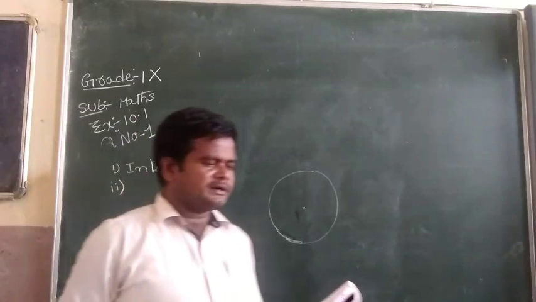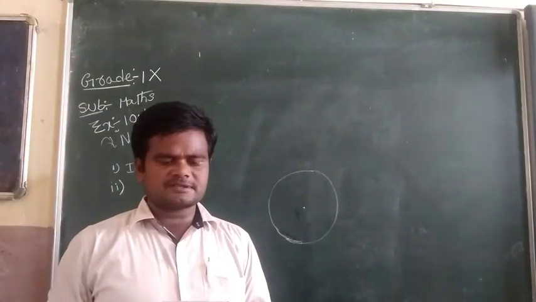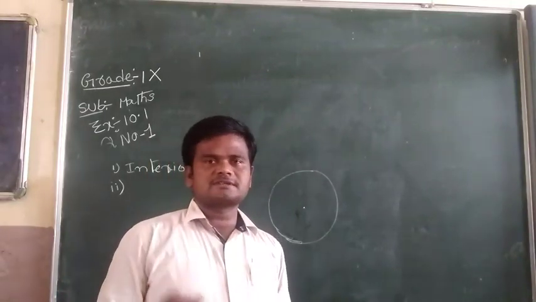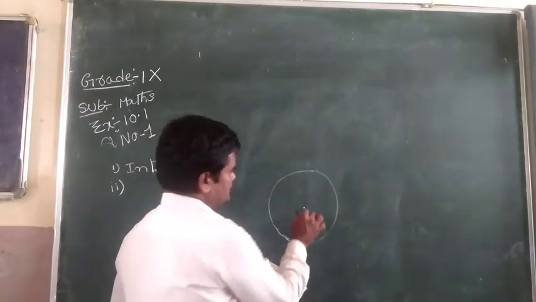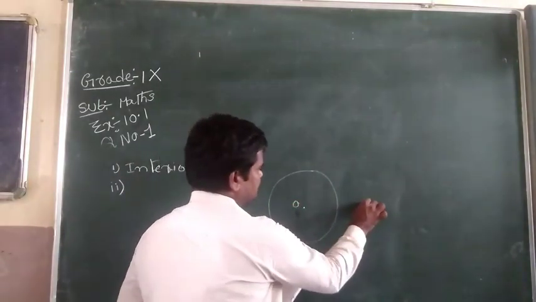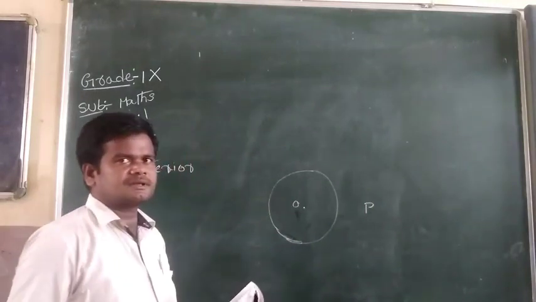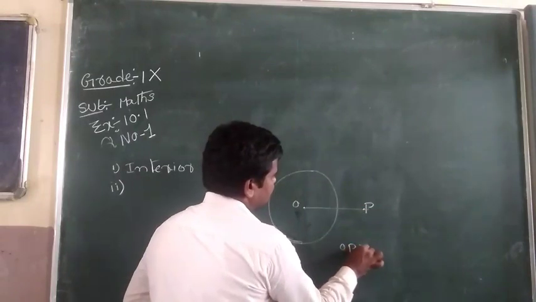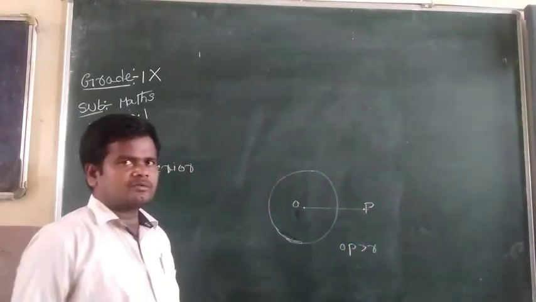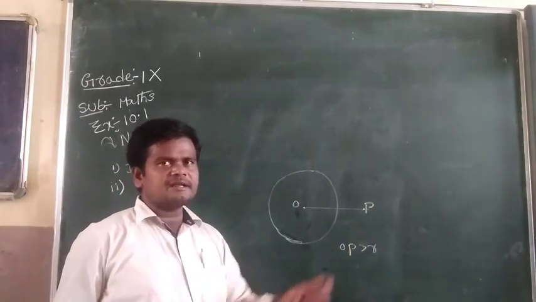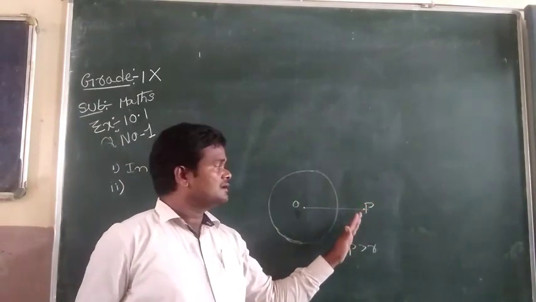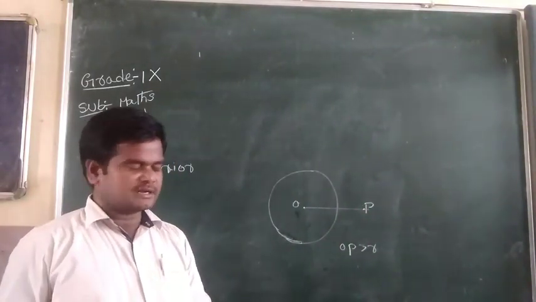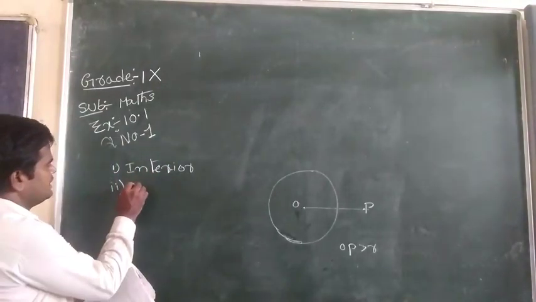Second one: a point whose distance from the center of the circle is greater than its radius lies dash of the circle. Here this is the center O and a point P. The distance OP is greater than the radius, so we can say that P is in the exterior of the circle. So the second answer is exterior.